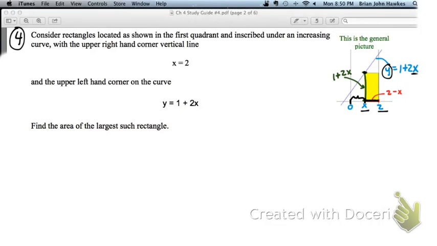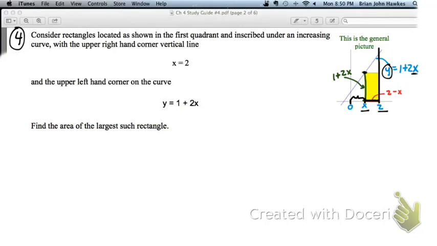Problem number 4 on study guide number 4. The problem we're looking at is trying to maximize the area of this rectangle underneath this curve, and the parameters are that the upper right corner of this rectangle has to be on the line x equals 2. And so we see x equals 2 right here. Just getting an idea what is going on with this diagram is the key.